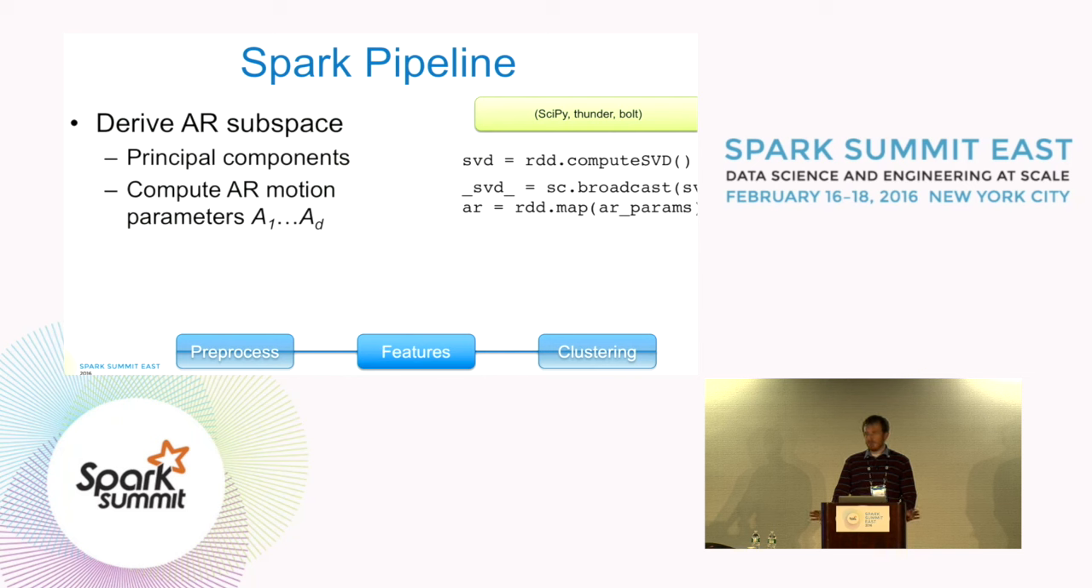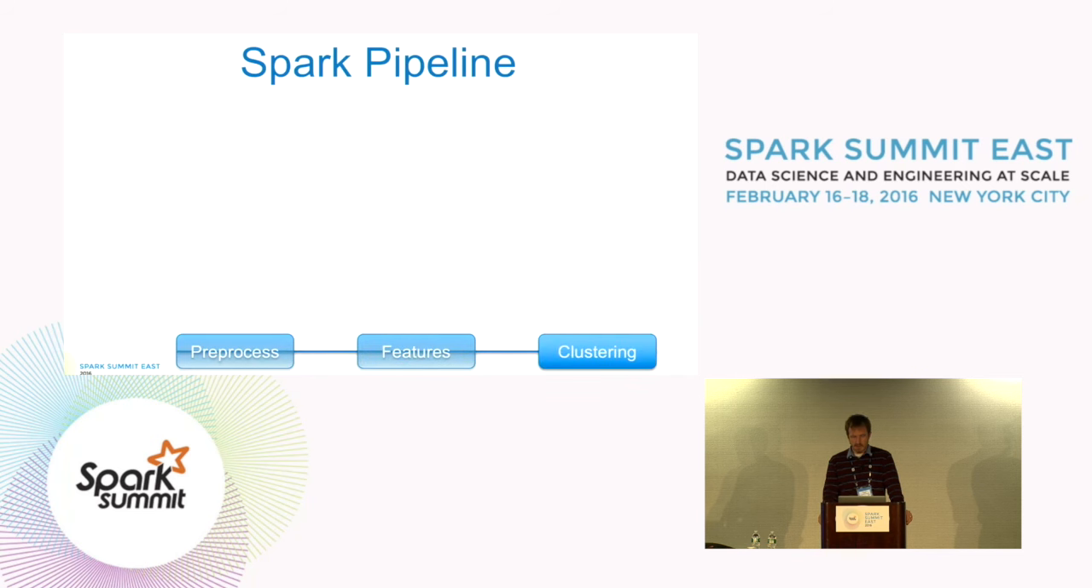We use SciPy for most of the basic linear algebra computations, but for the distributed SVD, we use something out of Janelia Farm called Thunder, which is a wonderful Python package built on top of Spark that has a lot of distributed linear algebra operations. It's very, very nice. And now that we have our AR model parameters for every region of interest, we want to do clustering.